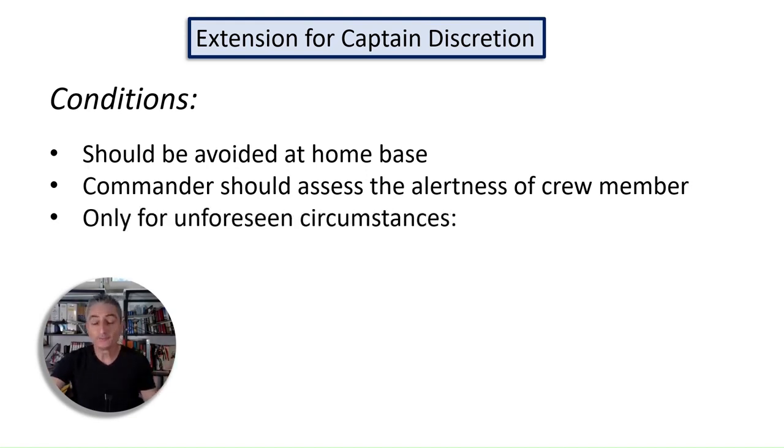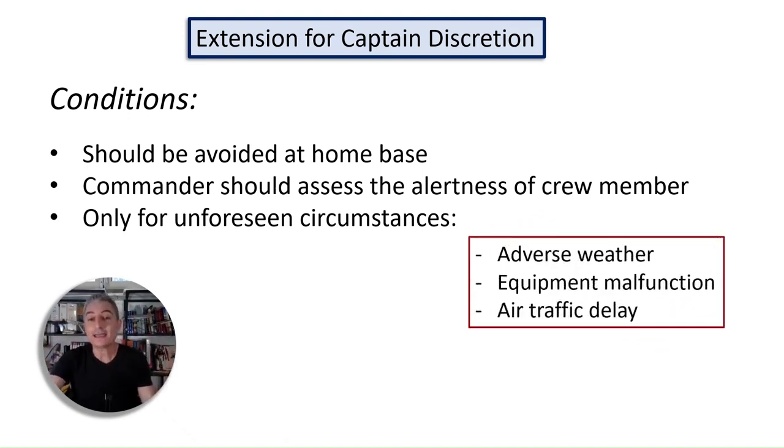But also, very important, maybe the most important, it is only for unforeseen circumstances. So something that you cannot know, that you didn't know before that moment. And also ICAO specifies which are these unforeseen circumstances. It cannot be everything. It's for adverse weather, equipment malfunction, air traffic delay.